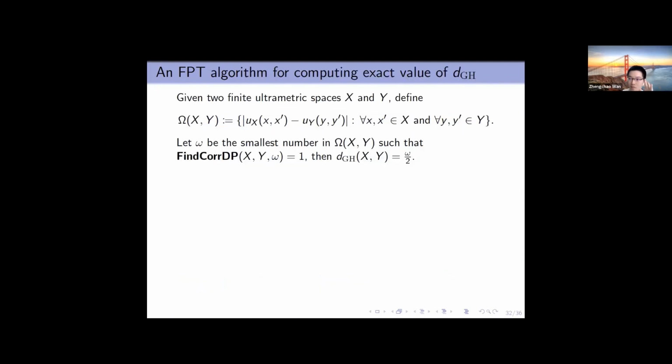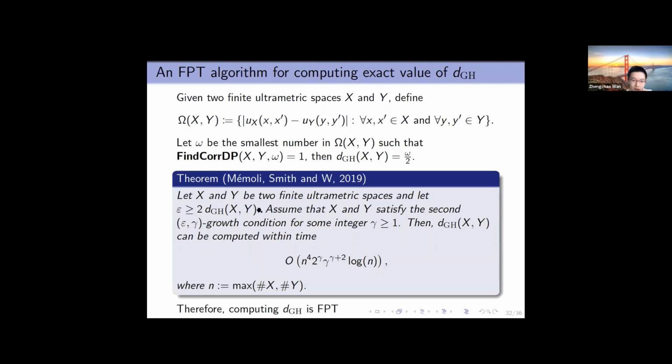Based on our algorithms for solving the decision problems, it's not hard to design an algorithm to compute the exact value of the Gromov-Hausdorff distance. Our final result is the following. Suppose you have two finite ultrametric spaces which satisfy the second epsilon gamma growth condition, and suppose their Gromov-Hausdorff distance is bounded above by epsilon over 2. Then the Gromov-Hausdorff distance can be computed within the following time complexity. This means that computing the Gromov-Hausdorff distance is also fixed parameter tractable.